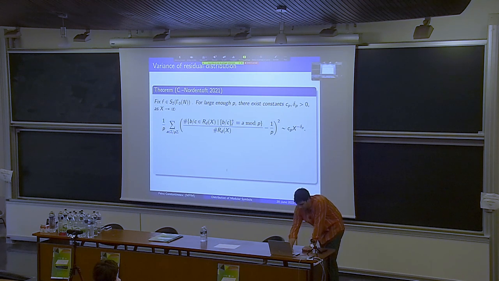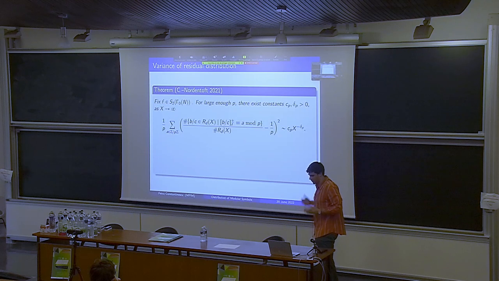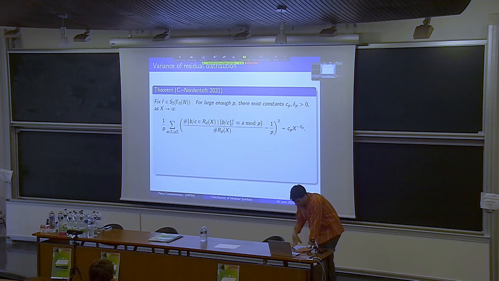If you fix each class, we look at how many of them are hitting a class A mod P, and you expect the average to be 1 over P. If you count all of them and take the second moment of this, it converges, and you save a small power in X. That's the theorem, and you can compute all these constants precisely in an asymptotic formula. So this gives us the rate of convergence to the distribution, because we show how far we are in each component.